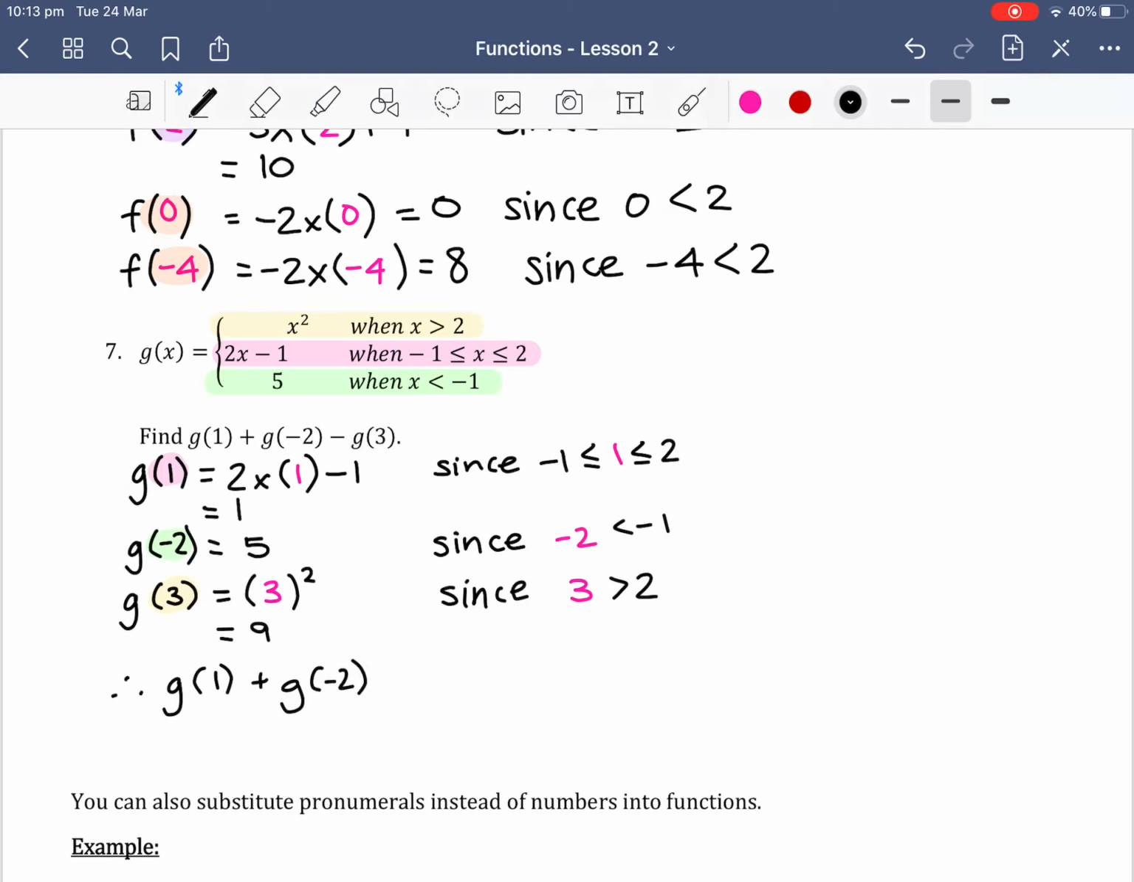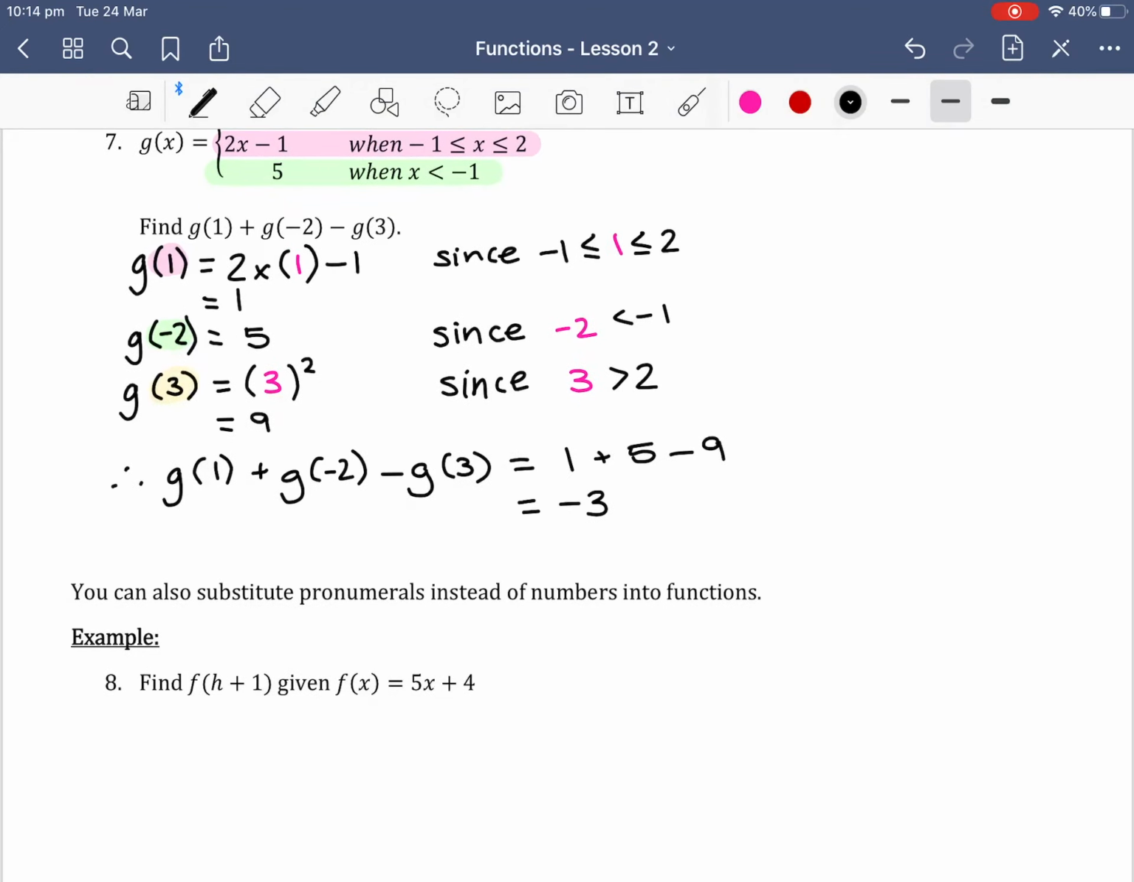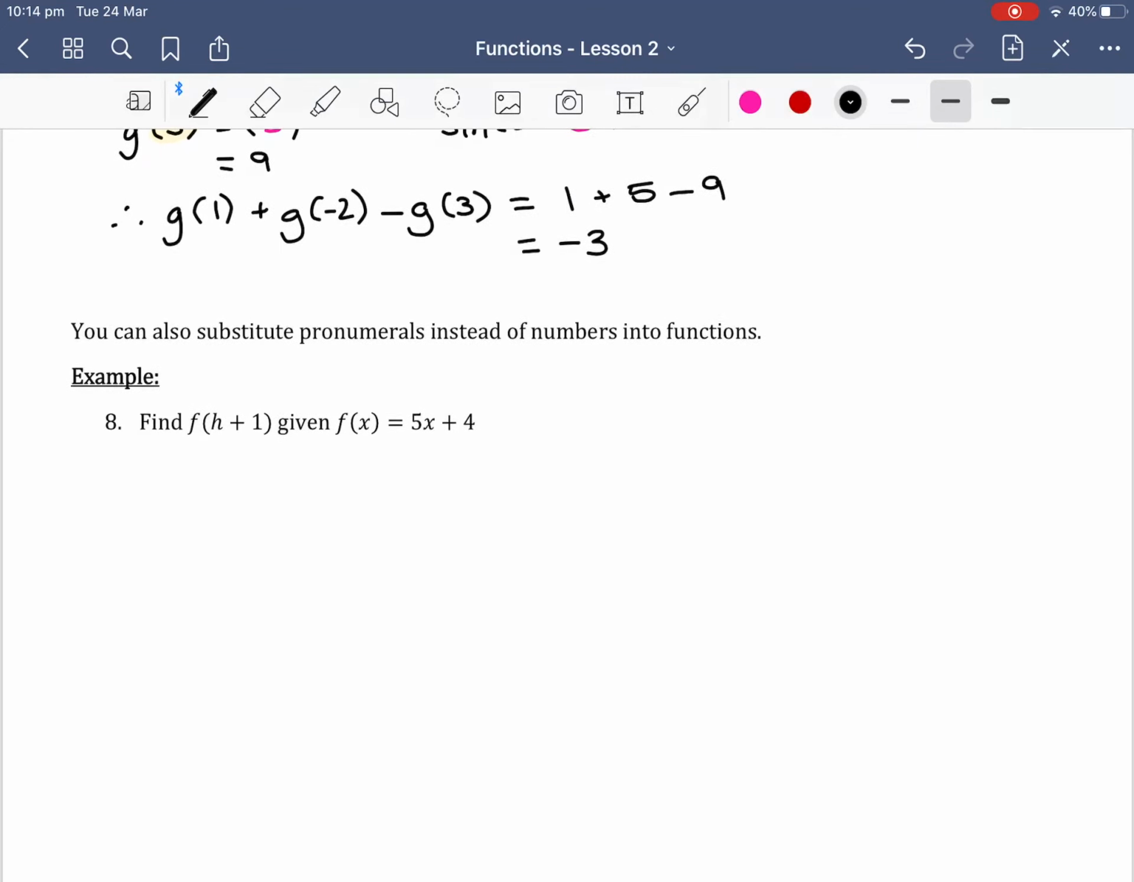So therefore, g of 1 plus g of minus 2 minus g of 3 equals our 1 plus our 5 minus our 9. So 1 plus 5 minus 9 equals negative 3.